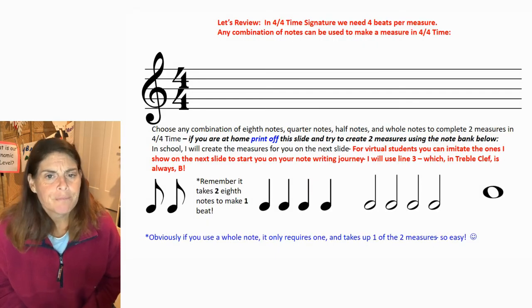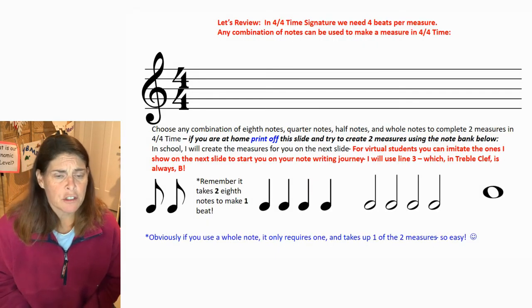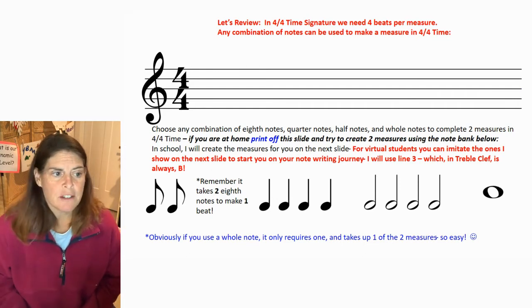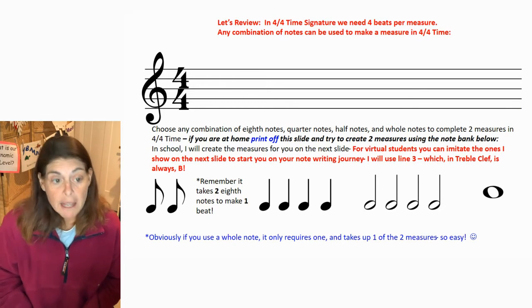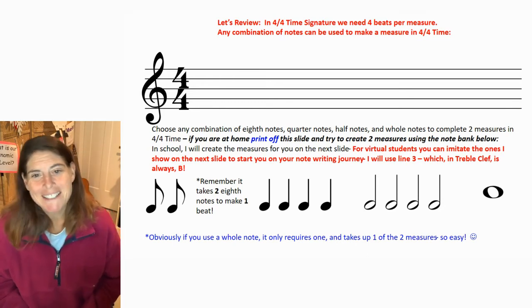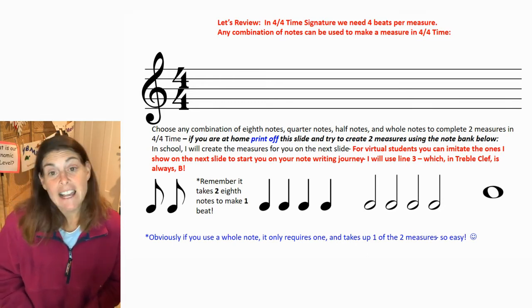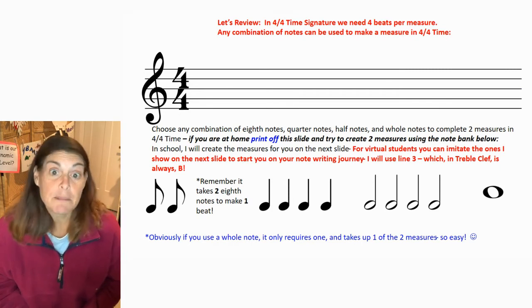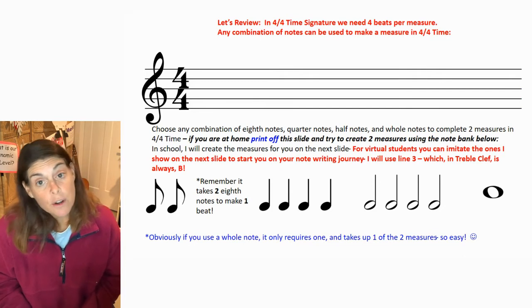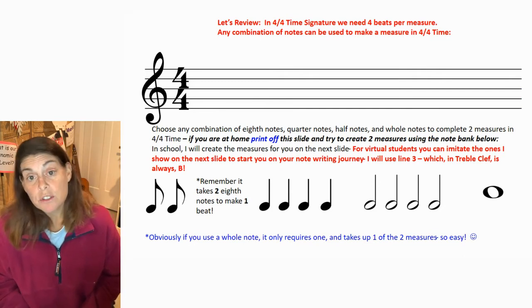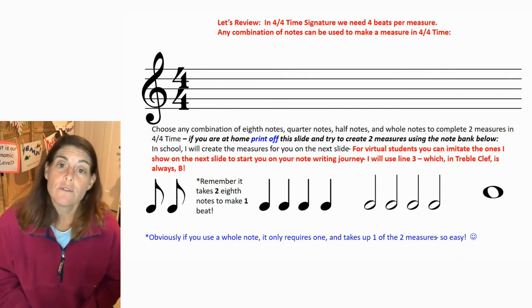Let's review. In 4/4 time signatures, we need 4 beats per measure. Any combination of notes can be used to make a measure in 4/4 time, like I've said many, many times before. Choose any combination of eighth notes, quarter notes, half notes, and whole notes to complete 2 measures in 4/4 time.